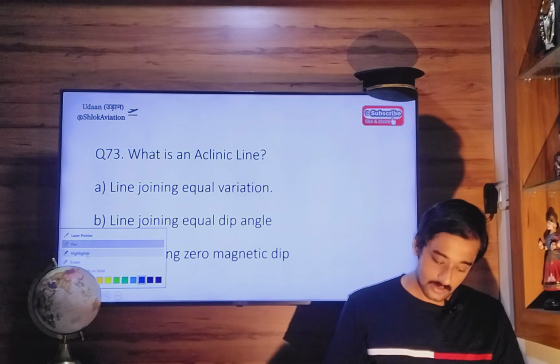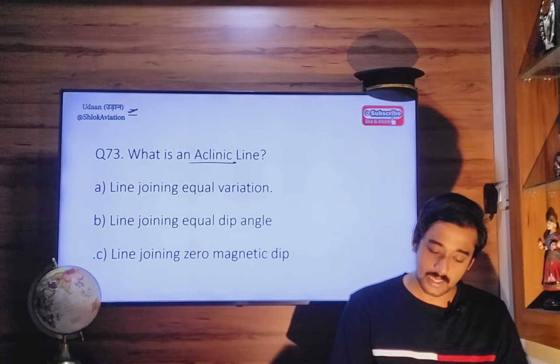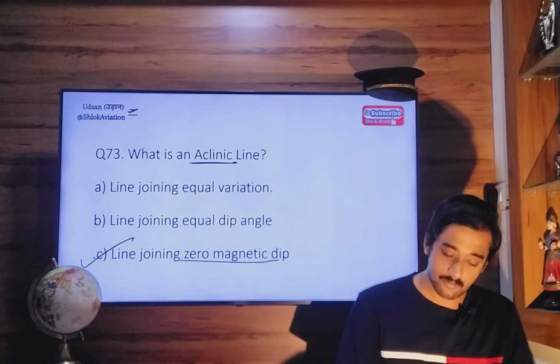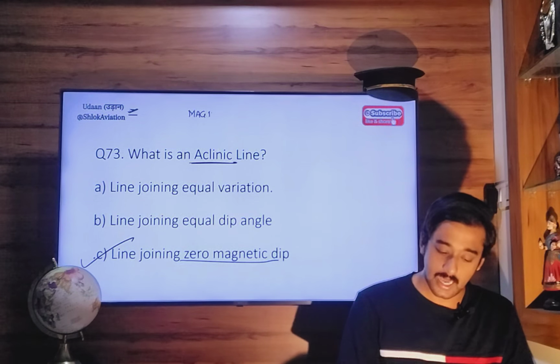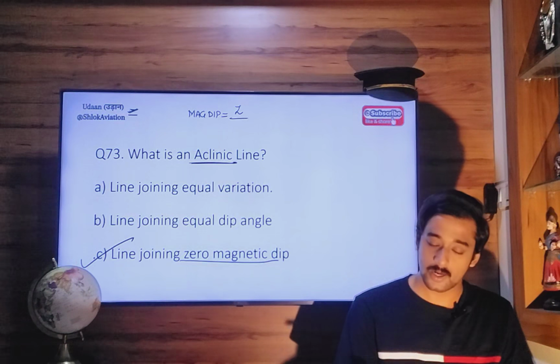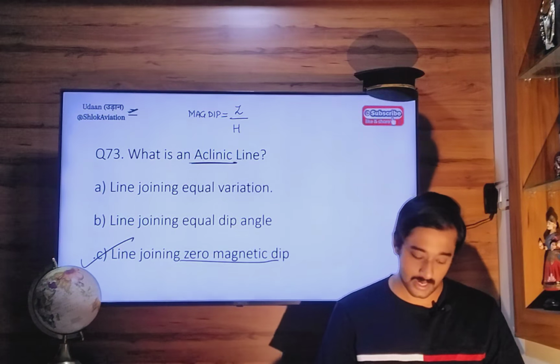Next, an aclinic line. An aclinic line is a line joining places of zero magnetic dip. Now what is magnetic dip? Magnetic dip is the angle between, okay, it is the angle given by your vertical component of the earth's magnetic field divided by the horizontal component of the earth's magnetic field.